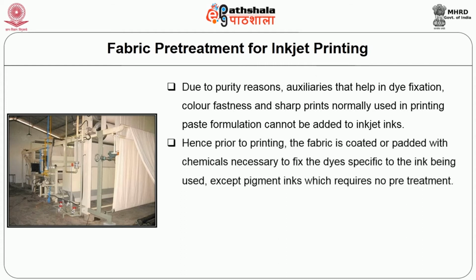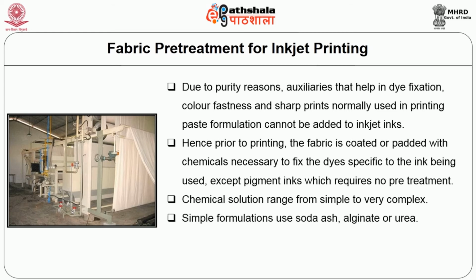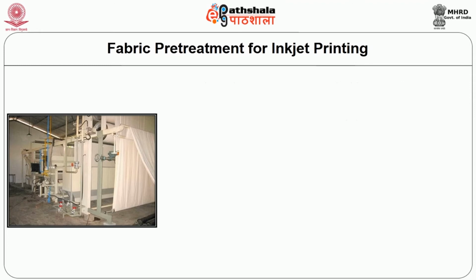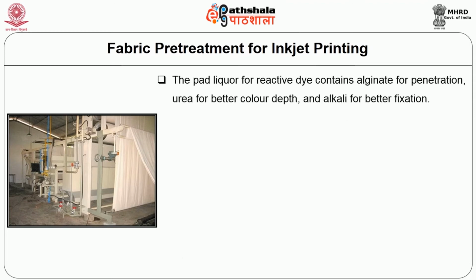Hence, prior to printing, the fabric is coated or padded with chemicals necessary to fix the dyes specific to the ink being used, except pigment inks which require no pre-treatment. Chemical solutions range from simple to very complex. Simple formulations use soda ash, alginate or urea, while complex ones can be made of combinations of polymers, inorganic particulates, cationic agents and softeners.